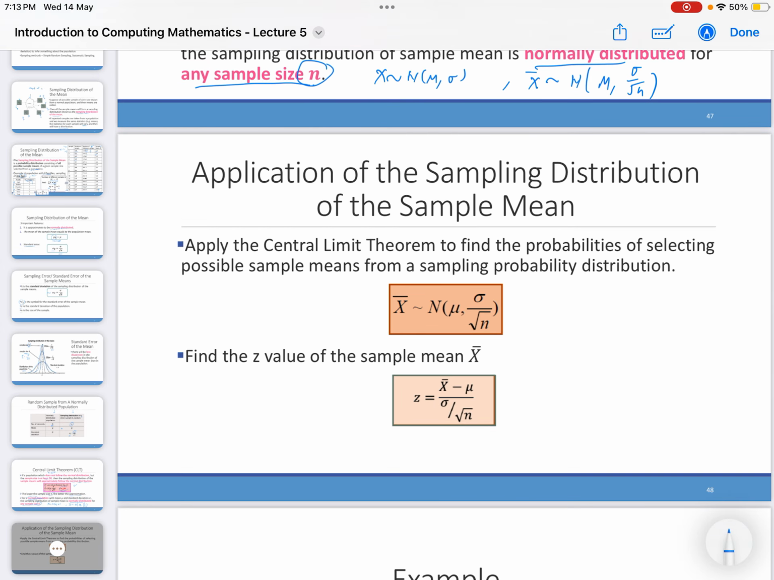So apply the central limit theorem to find the probabilities of selecting possible sample means from a sampling probability distribution. So we will have this one. If it is normally distributed, then we can use the z value of the sample mean. So now this is the formula for the z value if you want to convert this to the standard normal distribution. So z equals x bar minus mu divided by sigma over square root n.